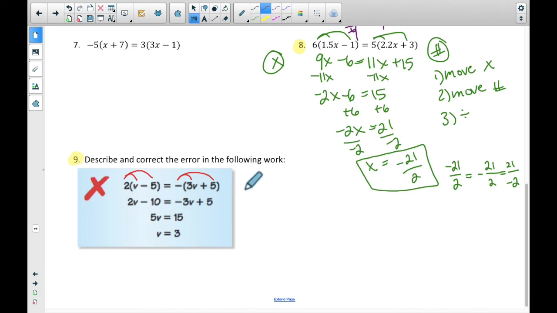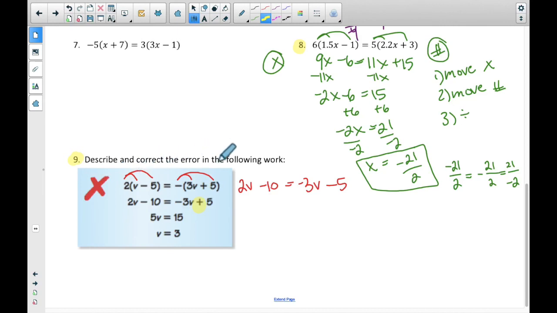So on the left, I should have 2v minus 10 is equal to, all right, let me tell you about this negative sign. Negatives also distribute. It's like a -1. And so we distribute it. And so we get a -3v minus 5. Okay, let's just pretend we're doing the problem. Well, oh, look, I can already see what the mistake is. Do you see that? Right here, that should be a minus. They forgot to distribute the negative.